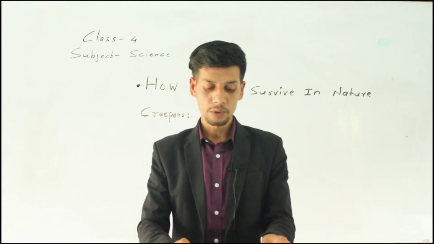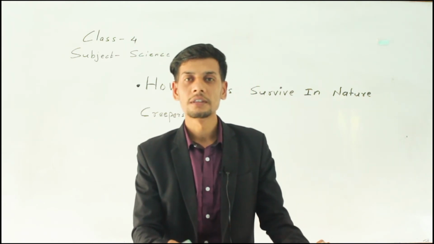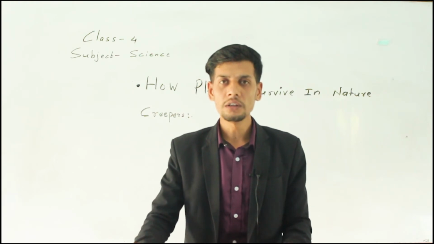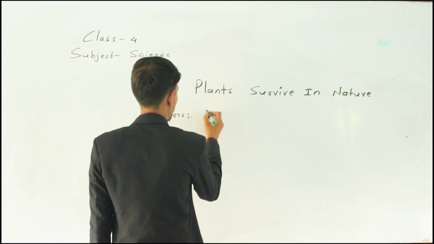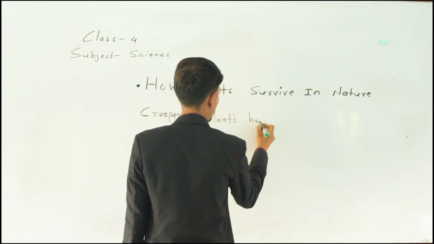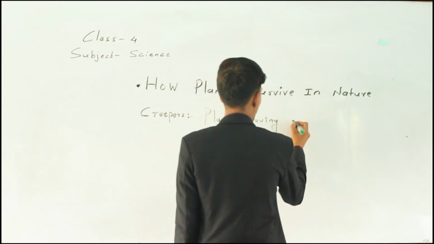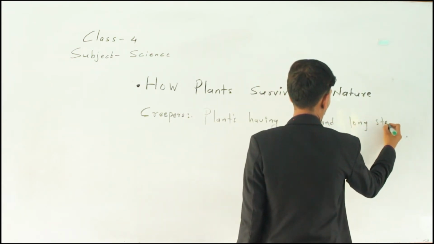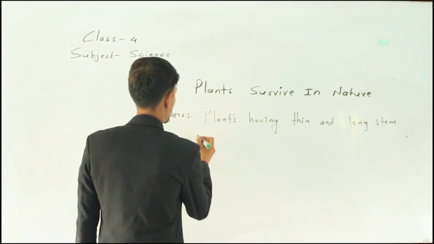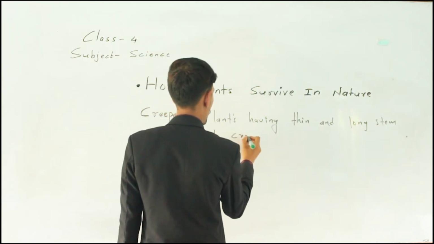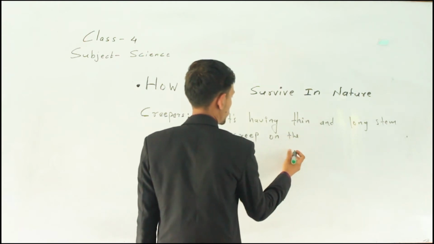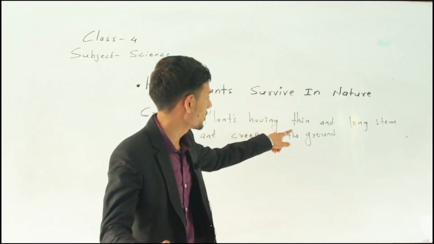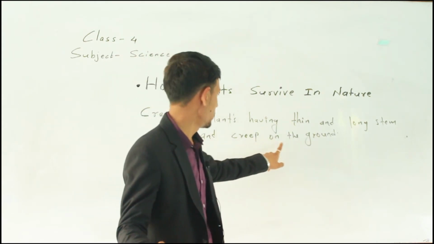These are those types of plants which creep on the ground, and they have thin and long stems. So how to define creepers? Plants having thin and long stems and creeping on the ground are called creepers.